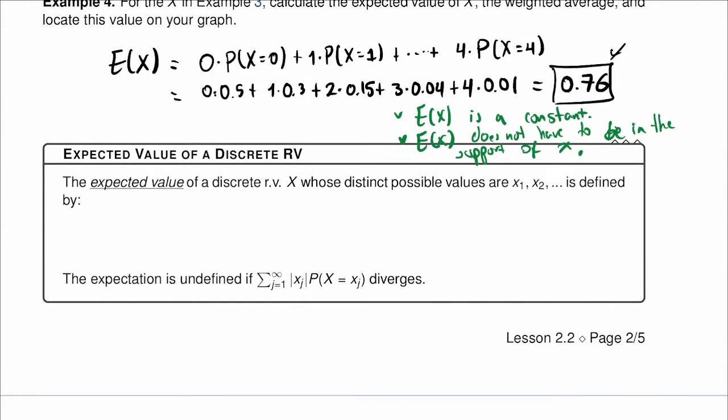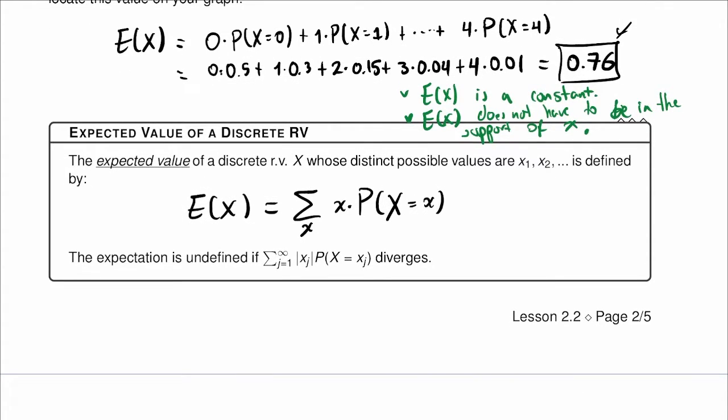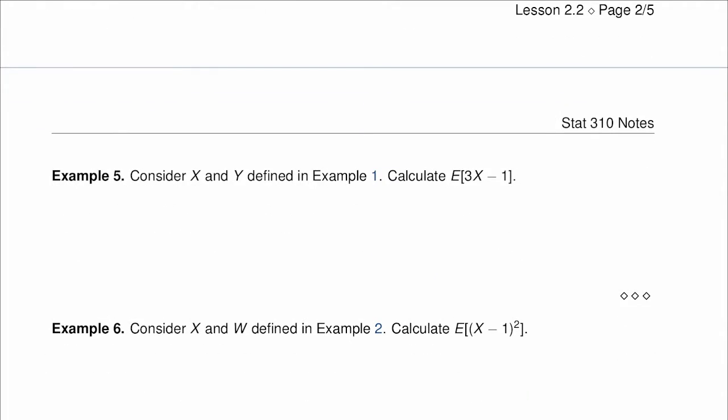The formal definition is that the expected value of a discrete random variable X, whose possible values are x1, x2, and so on, is defined by the expected value of X equal to the sum over all possible values of X times the probability of the random variable taking those values. So the expectation is undefined if this sum diverges. Consider this example.